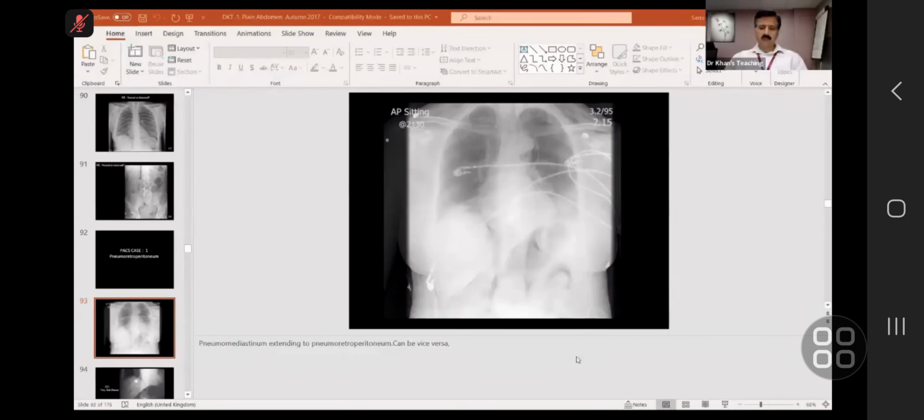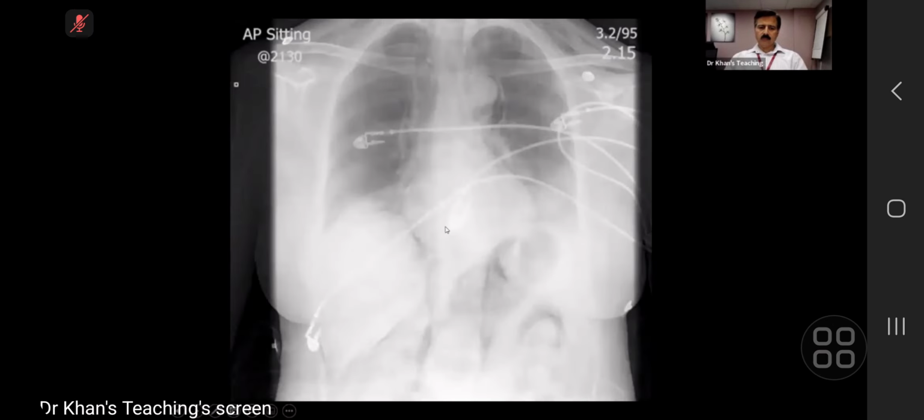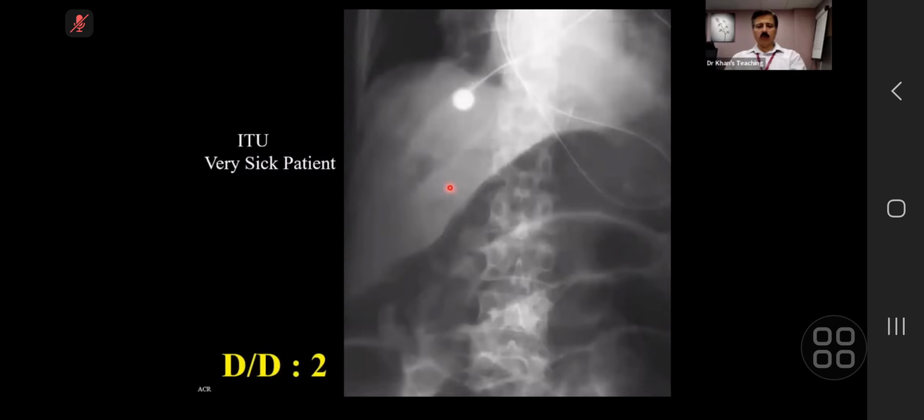Okay, now I will go back to my number 6. Can you see my screen now? Yeah. So this is another case of mediastinum with retroperitoneum, just to develop this concept that it can go from up to down or from down to up. Both ways it is possible. Okay, what's happening here?